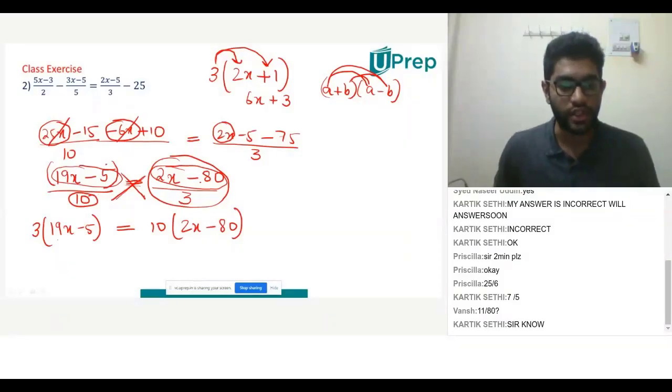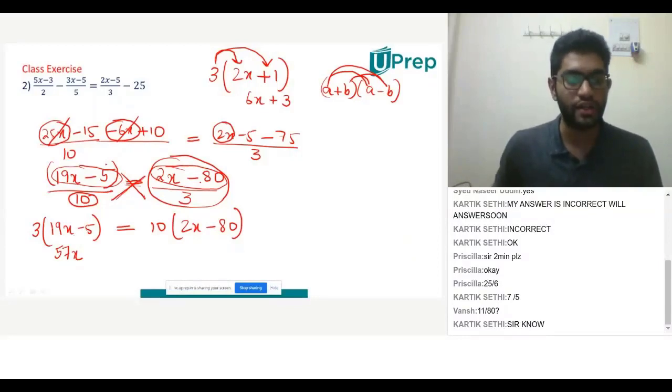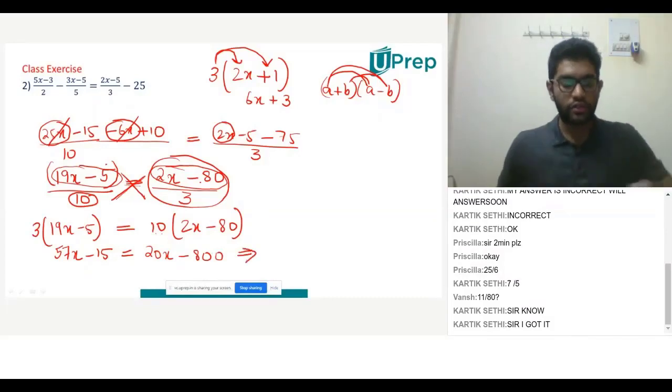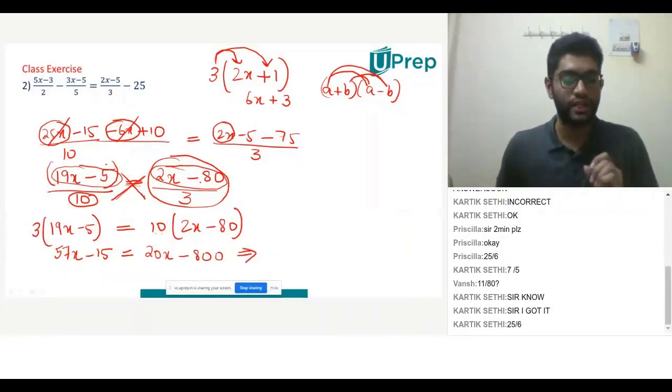Now 19 into 3 gives us 57x, because it is 19x into 3. Now minus 5 into 3 gives us minus 15. Similarly, 10 into 2x gives us 20x, and 10 into minus 80 gives us minus 800. Is this clear, guys? Now the entire idea is to isolate x.